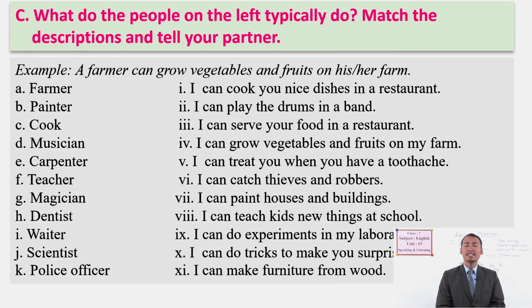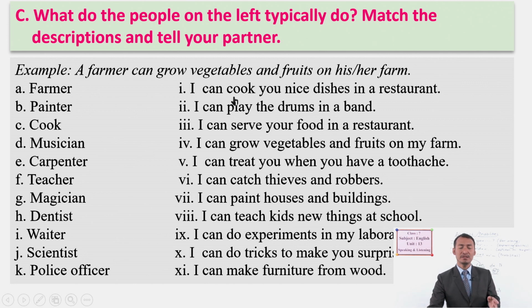Now let's have a look at exercise C. Can you read it aloud? What do the people on the left typically do? Match the descriptions and tell your partner. Here we have a list of different people: farmer, painter, cook, musician, carpenter, teacher, magician, dentist, waiter, scientist, police officer. Okay, students, so we have different abilities here, and we have to find out their abilities.